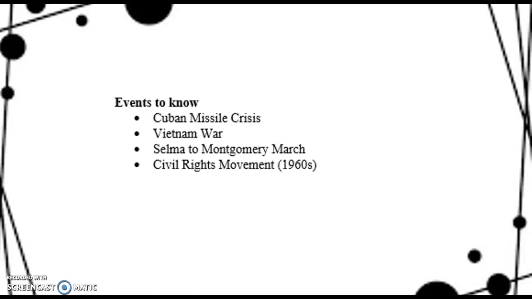All right, the last set of things that you need to know are these events. I want you to know generally what these events were, when did they occur, and why are they important. Don't go Googling and Wikipedia this stuff. It's going to confuse you. We're using the information that I gave you in class to know about these events.